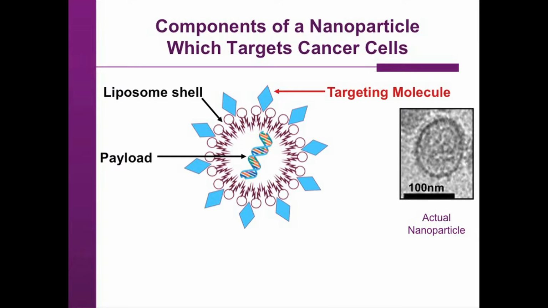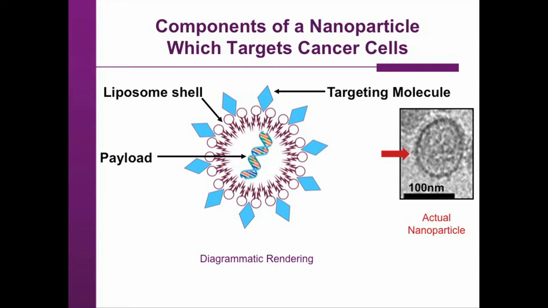The targeting molecule recognizes a receptor that is known as the transferrin receptor that is elevated in numbers on a cancer cell surface but not on a normal cell surface. The targeting molecule is used to seek out tumor cells, either in the primary tumor or in secondary sites where cancer cells have metastasized to other organs. The insert is an actual electron micrograph of a single nanoparticle with a size of approximately 100 nanometers.